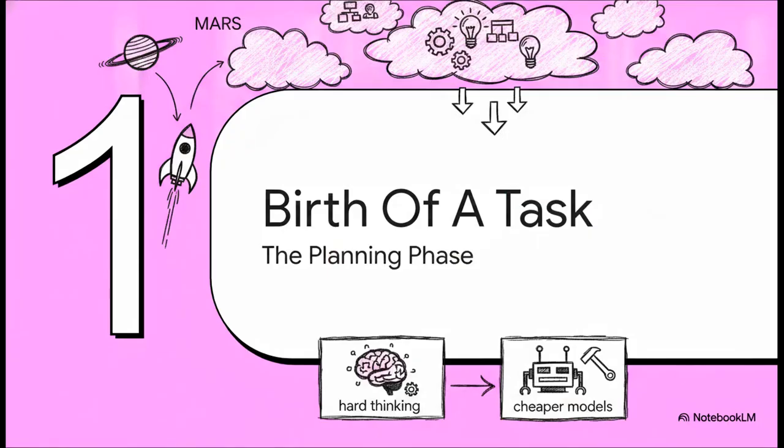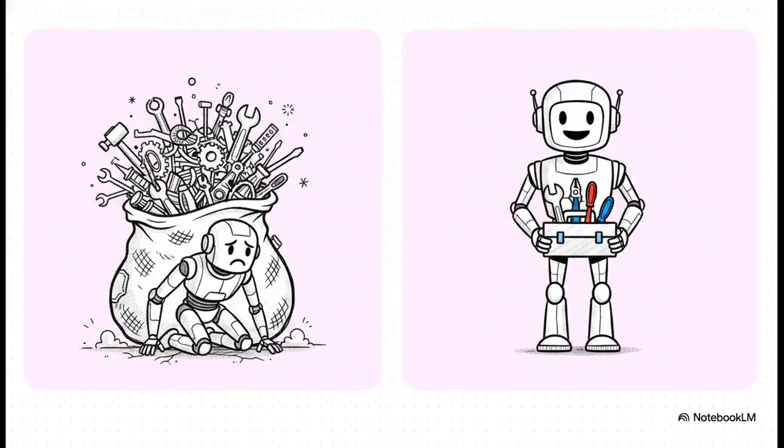Starting with Part 1, Birth of a Task, the planning phase. Mars uses what's called a two-stage execution pattern. So instead of throwing a massive goal at a basic agent and just crossing your fingers, a top-tier, expensive model steps in first to do all the heavy strategic thinking. It breaks the goal into subtasks and picks the right tools so the actual manual work can be handed off to a much cheaper model.